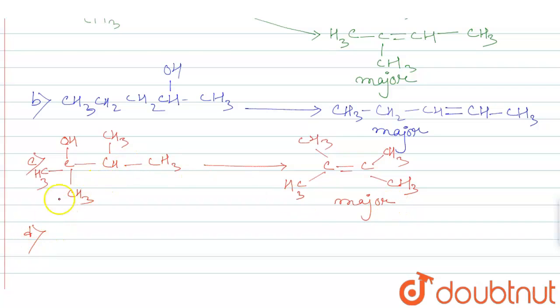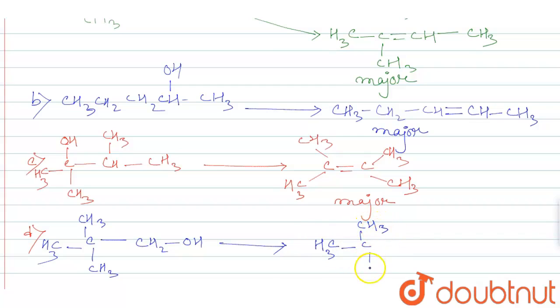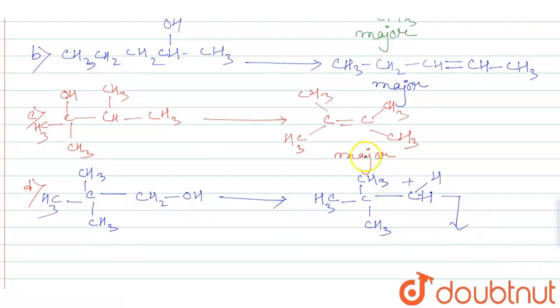Now we are left with only one option. Sorry, one substituent. In case of this compound, mechanism is somewhat different. This is because no beta hydrogen is there. That is why what will happen? Mechanism will be like when firstly this carbocation is formed, here rearrangement occurs. Rearrangement means one CH3 group will move to this carbon and more stable carbocation is generated over here.